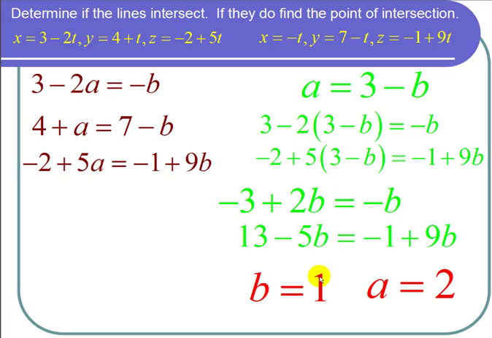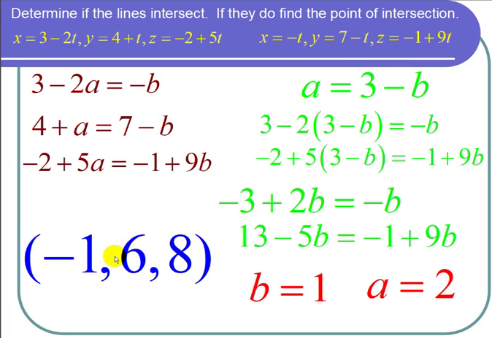So I don't want the times at which they intersect. I want the point of intersection. So I can either plug in 1 into the second line for t, or I can plug in 2 for t in the first line, and I should get the same point. Let's check that. If I plug in 1 into the second line, I get negative 1, comma, 7 minus 1 is 6, comma, and negative 1 plus 9 is 8. So I get negative 1, comma 6, comma 8.